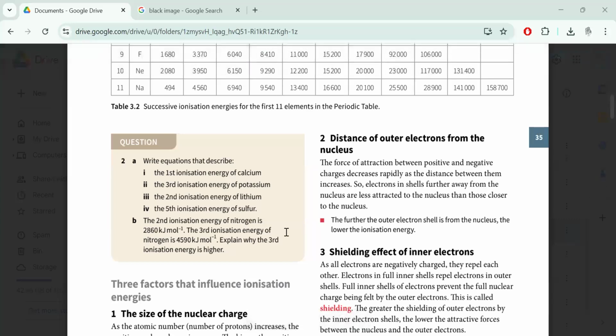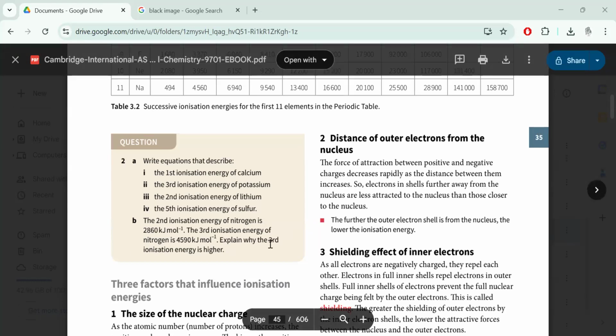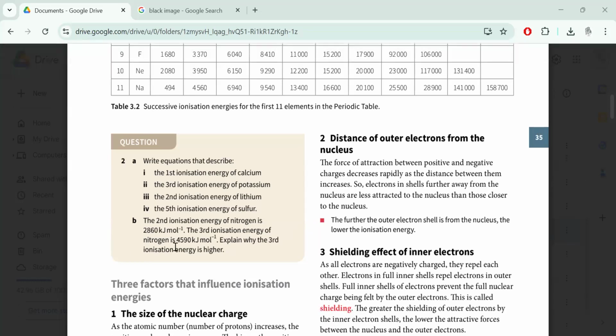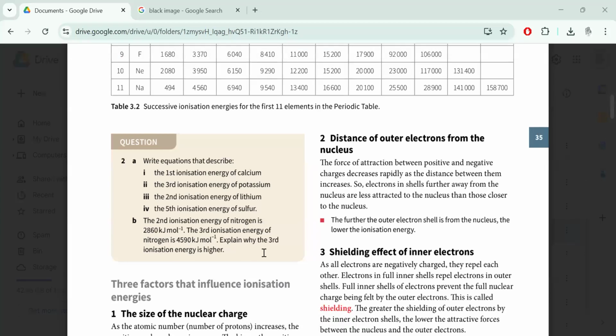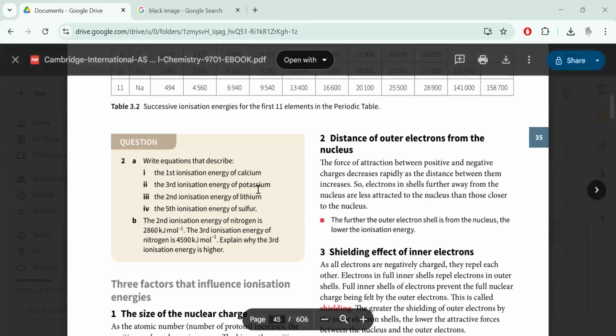For question number 2, I'm just going to explain this, not really going through it a lot. I think it's important, but I can explain it again later in this chapter. The second ionization energy of nitrogen is 2,816 kilojoules per mole. The third ionization energy of nitrogen is 4,590 kilojoules per mole. Explain why the third ionization energy is higher. I want you to think about this for a while before I explain.